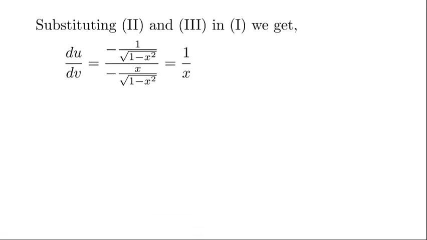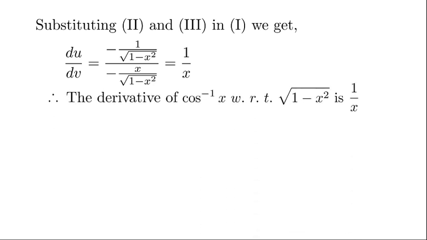Substituting 2 and 3 in 1, we get du by dv equal to minus 1 upon root of 1 minus x square divided by minus x upon root of 1 minus x square. And du by dv gives you 1 by x. Therefore, the derivative of cos inverse of x with respect to root of 1 minus x square is 1 by x.